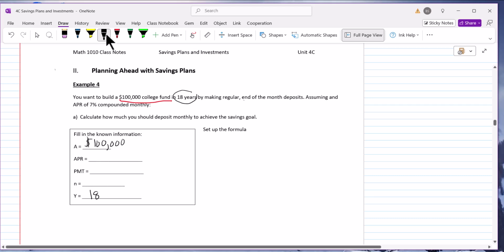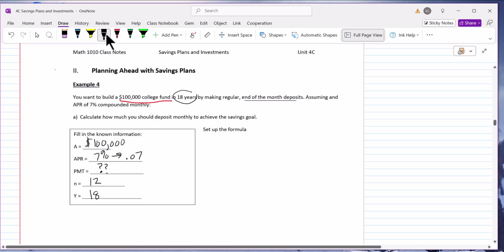And then you're going to make end of the month deposits. So you're going to make a deposit every month. So that means N is 12 again. Every problem I've done has been monthly, but you might see things that are quarterly and things like that. Okay. The APR is 7%. So you want to convert that to 0.07. And the payment is what you're trying to find. So I'm just going to put a question mark like that.